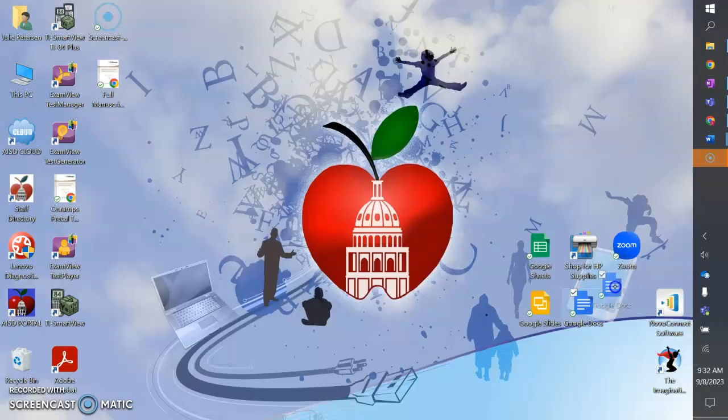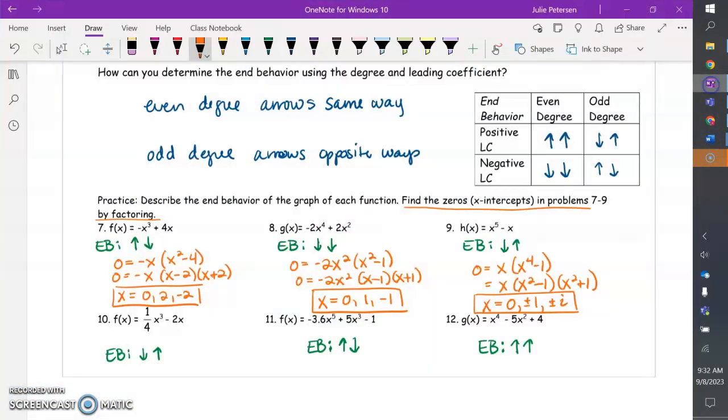If you have any questions on these solutions, the ones that were right here, talk to me about those next class. Have these ready because we are going to continue with our polynomial function lesson when I see you next week.